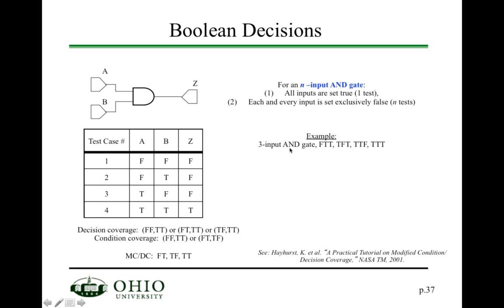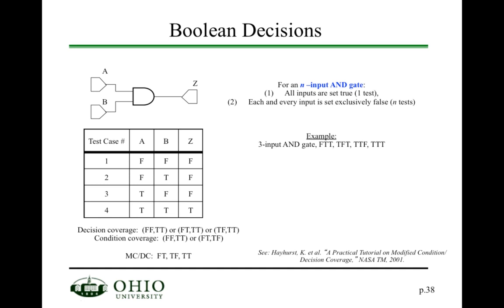So for the 3 input AND gate, for example, if you have A, B, C as an input to this AND gate, you say I'm going to first set them all to true, and then I'm going to set each and every input exclusively to false. So in this case, I'm setting A to false and the other two to true. Then I'm setting B to false and A and C to true. And in the last case, I'm setting C to false and A and B to true. So these 4 test cases will give you MCDC, modified condition decision coverage, for an AND gate decision.